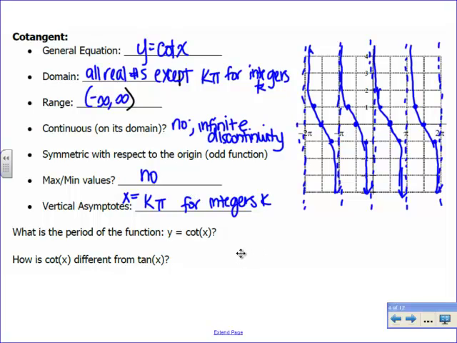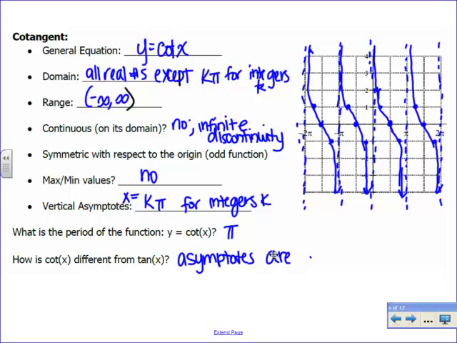What's the period of this function? Well, this is an easier one to look at. You've got an asymptote at 0 and an asymptote at pi. That has a total length of pi, just like tangent did. How is cotangent different from tangent? Well, the asymptotes are different.